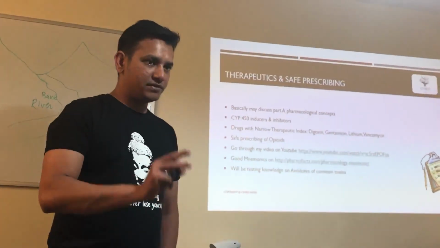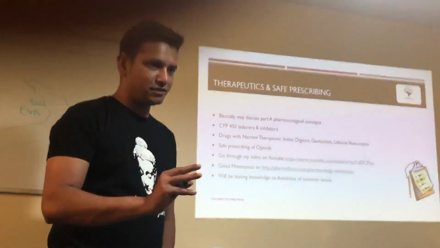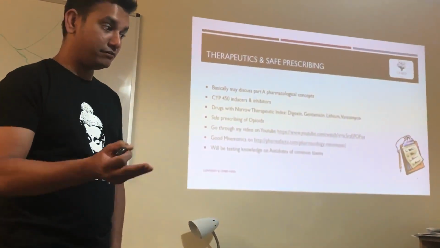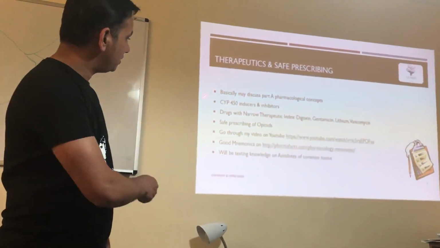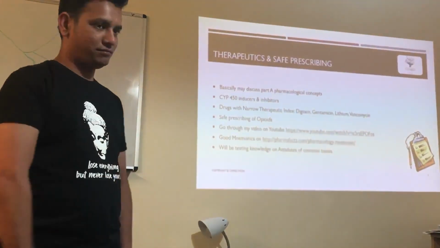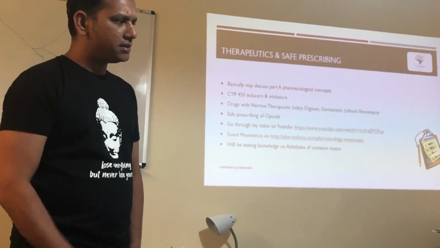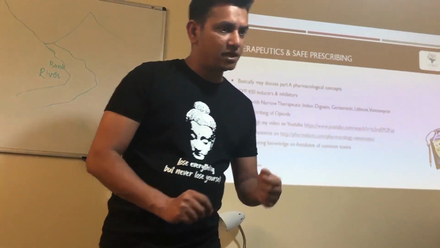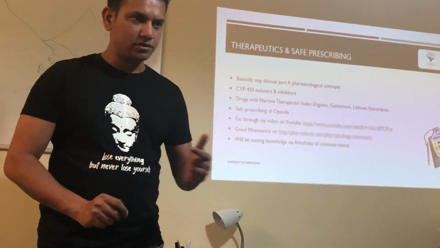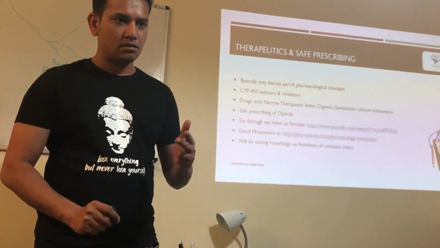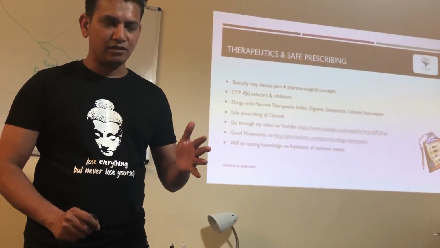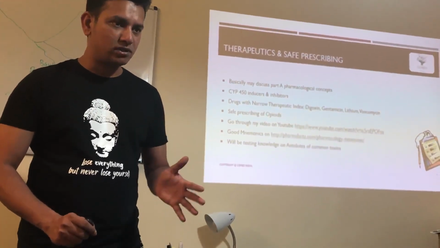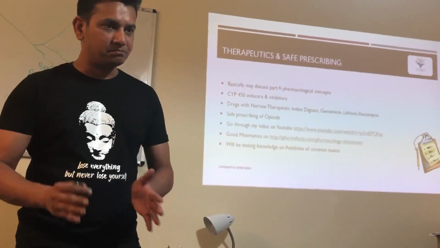Therapeutics and safe prescribing. We have discussed this question of clarithromycin and quinolones with long QT interval and with CYP 450 inhibition. They will just beat around the bush for that. They can also ask about drugs which have narrow therapeutic index. The big ones are lithium, digoxin, gentamicin, phenytoin, theophylline. You should know that these drugs are dangerous. These drugs have narrow therapeutic index. You need to monitor them.